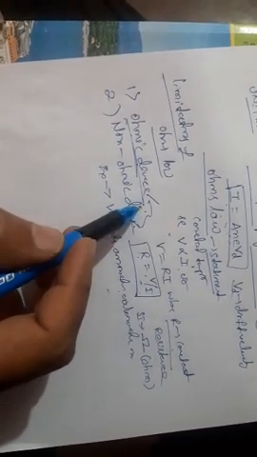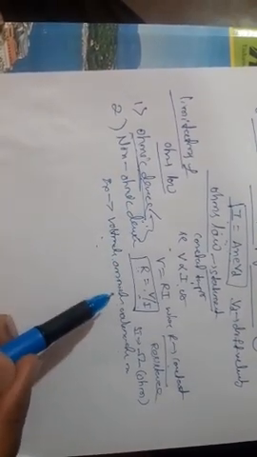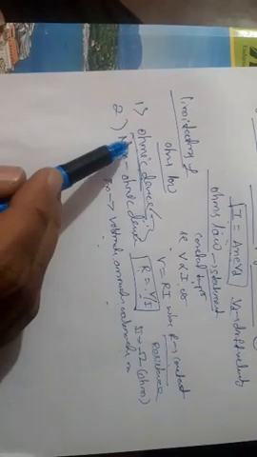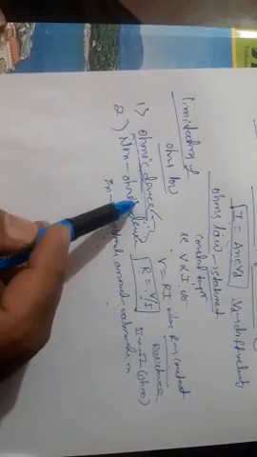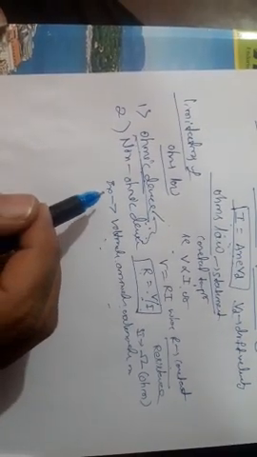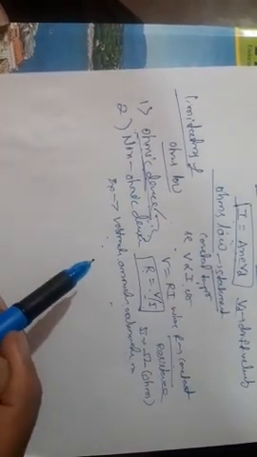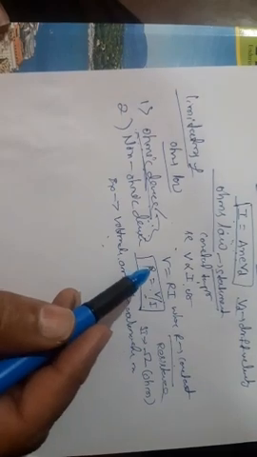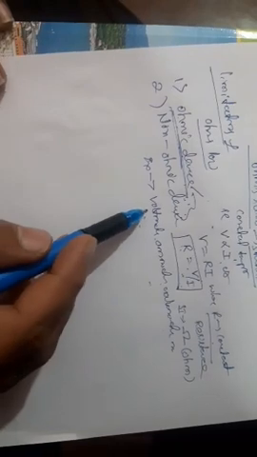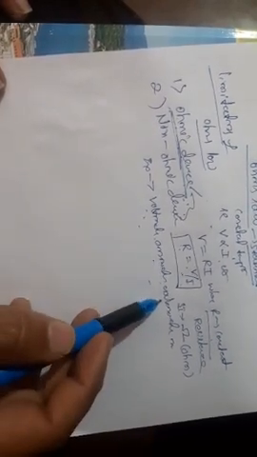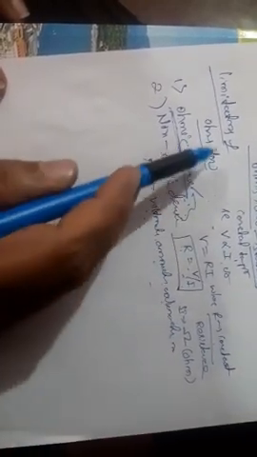Ohmic devices are those electronic devices for which Ohm's law is applicable. That is voltmeter, ammeter, galvanometer, micrometer, milliammeter. All these instruments are used in Ohm's law experiments.